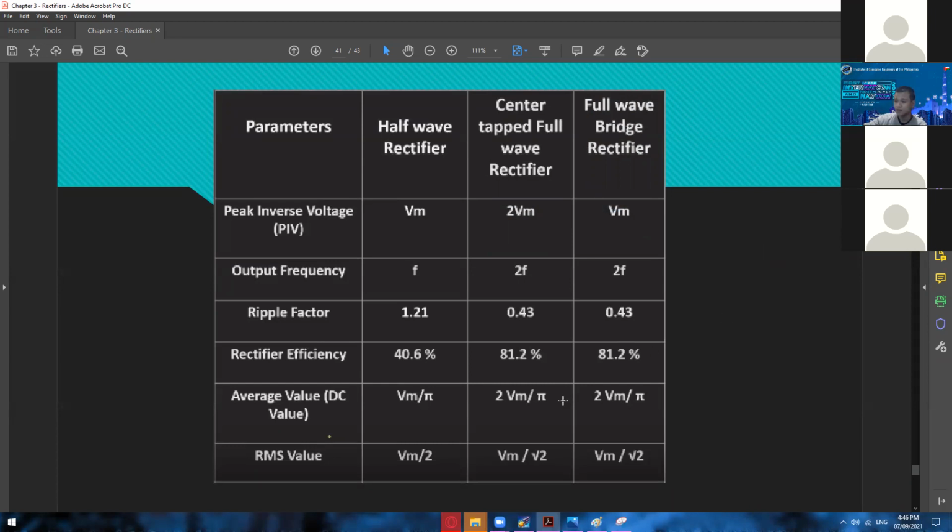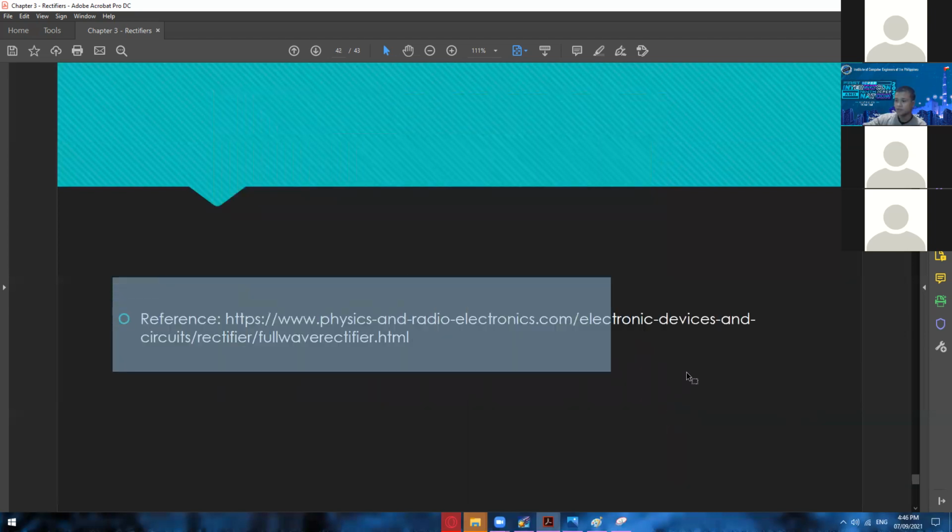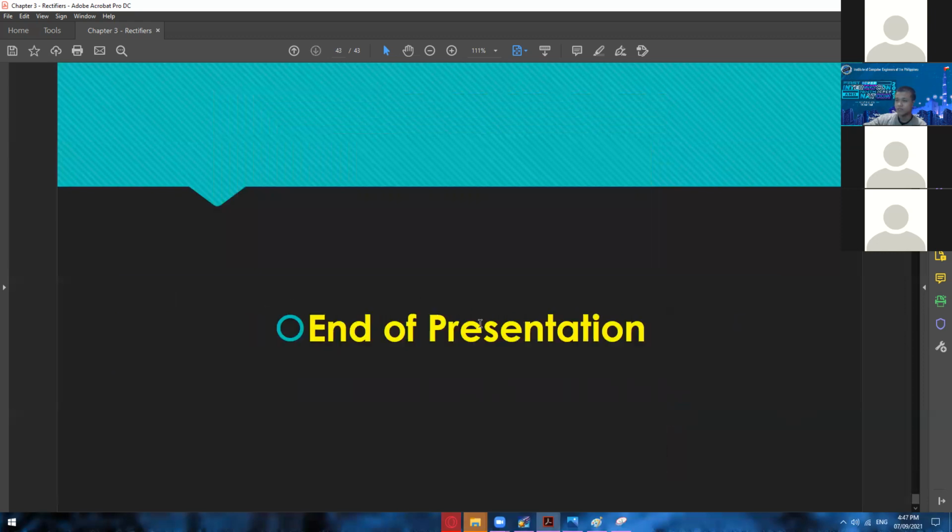And here, this is where the 0.318 and then the 0.636 came from. So Vm divided by pi, or twice of Vm divided by pi for the center tap, and they are the same for the full wave rectifier. So here is the reference of this presentation.